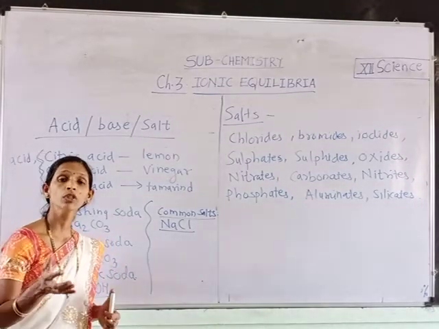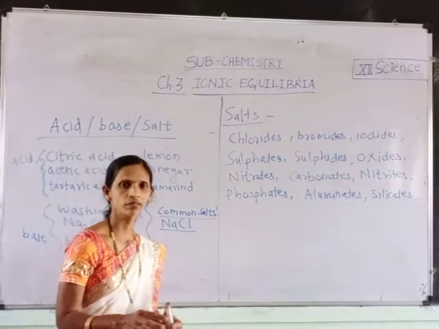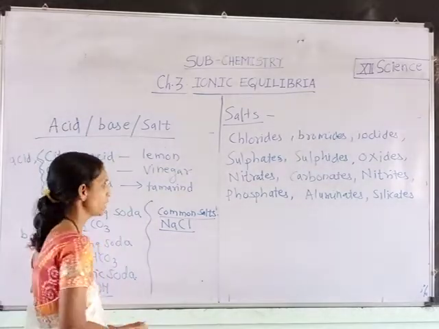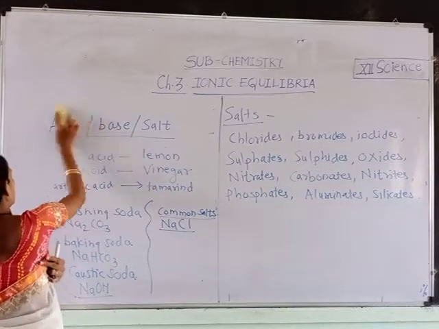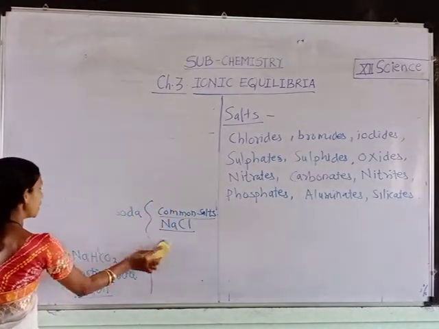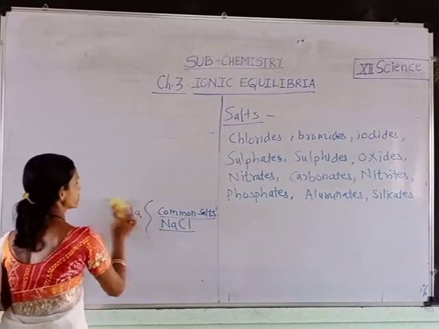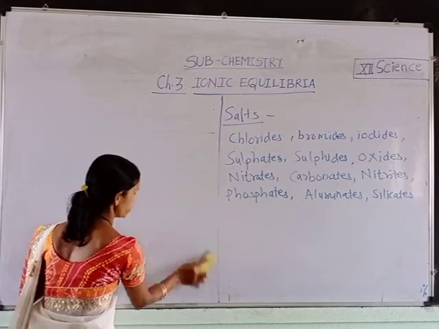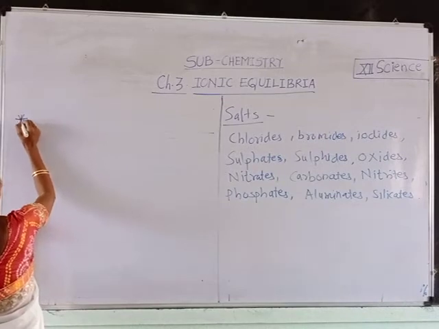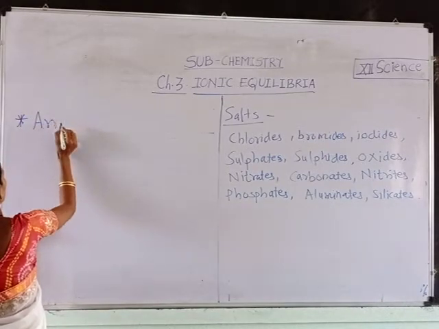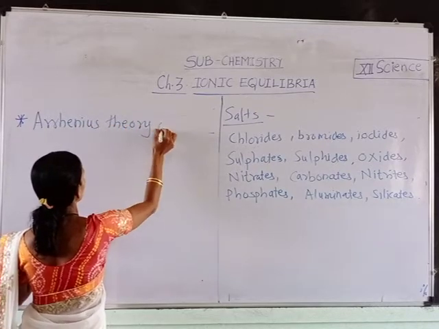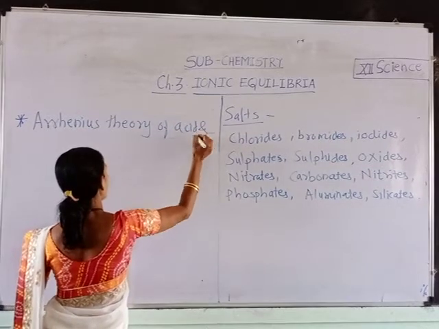Then there are a few theories related to acids and bases. I am going to discuss those theories with you. The first attempt was made by the scientist Arrhenius, who tried to explain what acids and bases are. The first theory related to that is the Arrhenius theory of acids and bases.